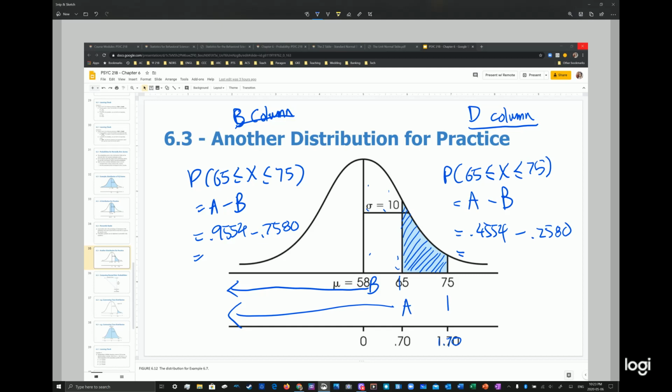So, subtracting these, you're going to get 0.1974. It would be the same for both of these. And that would translate to 19.74%. And that's the same for both of these methods here.